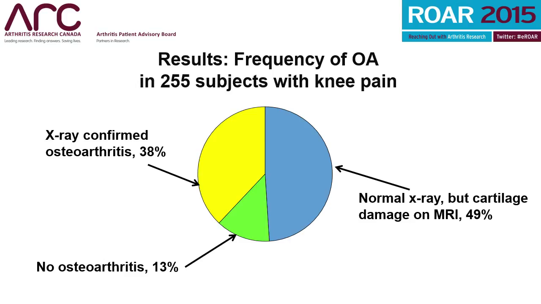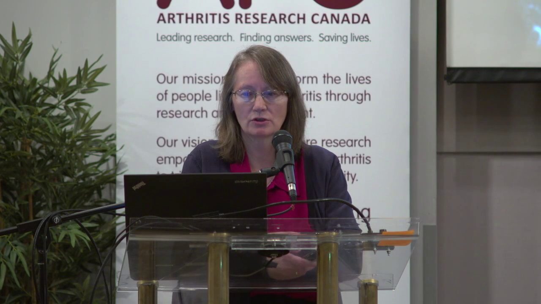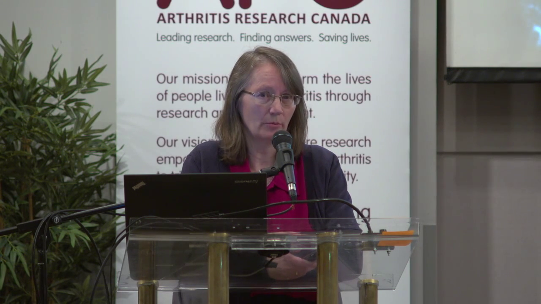This is the group of people that would be missed if you rely on X-ray to make the diagnosis. So MRI can show changes earlier, and that's based on cartilage. But as I've shown you, osteoarthritis is more than just cartilage. What else can we see on MRI?